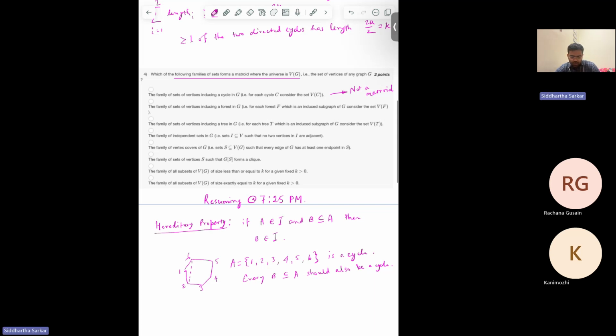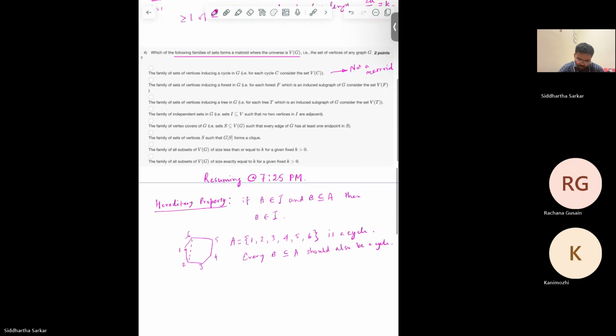All right. So let's go to the next one. The family of sets of vertices inducing a forest in G, that is, for each forest F, which is an induced subgraph of G, consider the set of vertices in the forest. So the first step is to check whether the hereditary property holds true or not, right? So we're looking at all sets of vertices that induce a forest.